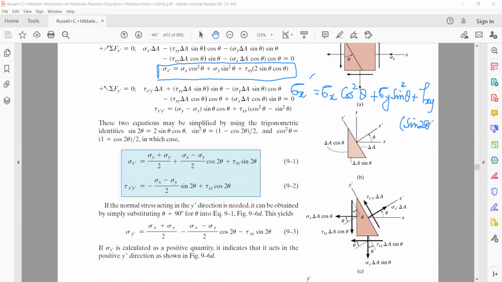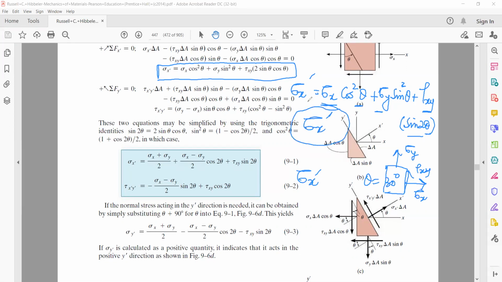Now what does this formula tell you? If you have a stress element initially, and you are given the value of sigma x, sigma y, and tau xy, and you are asked that the element is rotated by an angle theta equal to, say for example, 30 degrees, what is sigma x prime? You can easily calculate it. You know sigma x, sigma y, tau xy, and theta. Therefore, from this formula, you can calculate the value of sigma x prime. Do you have any questions?